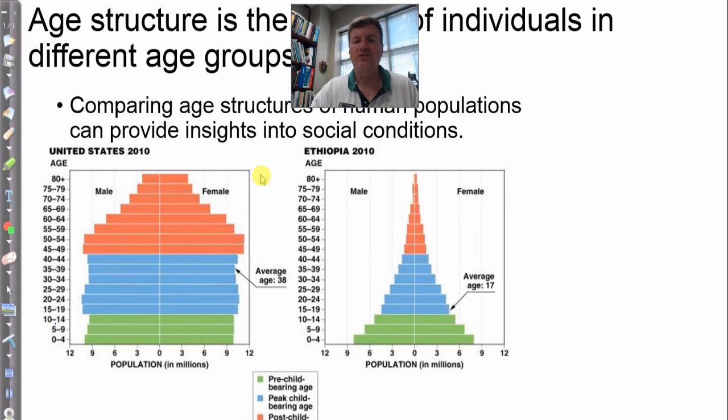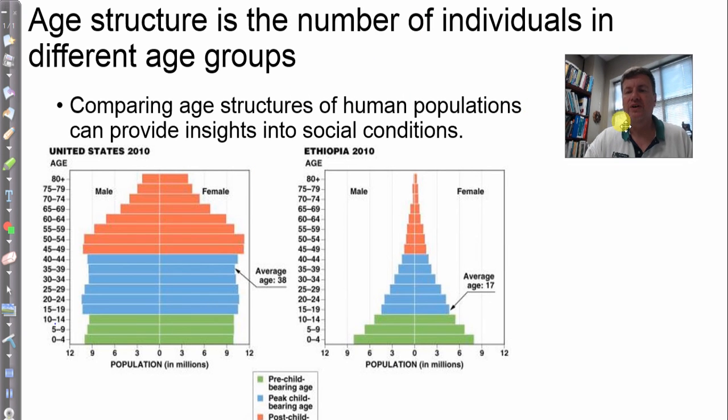Onward to age structure. Age structure is one that demographers really care about. Demographers are those who study populations, looking at different features of a population that might be influential in the future. So these age structure diagrams are actually really interesting to study and to look at as kind of predictive models of the future. Let's look at two age structure diagrams here.